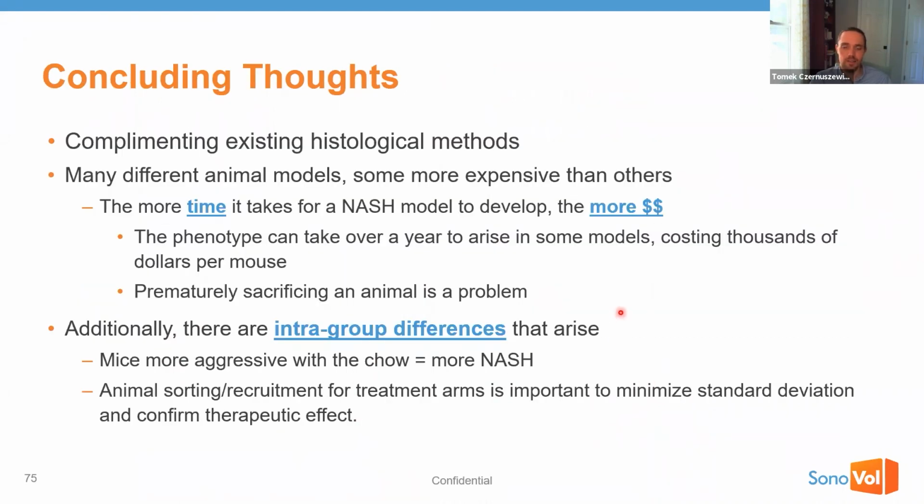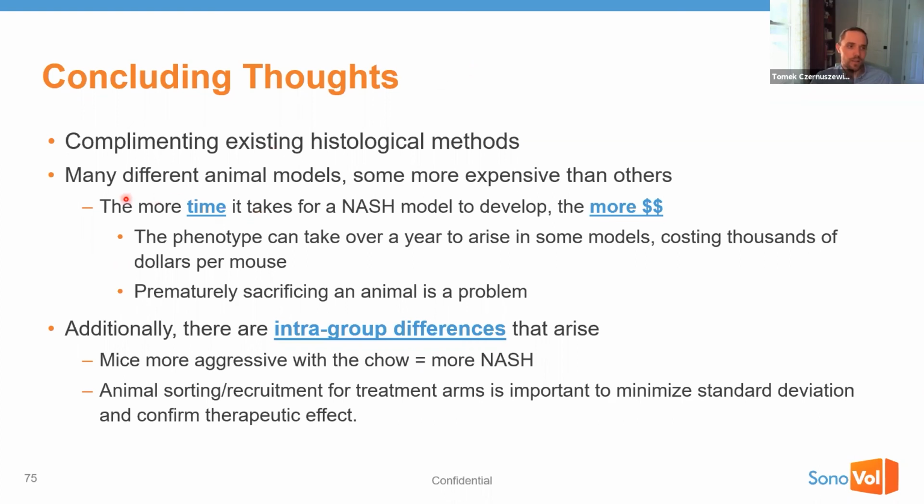So just some concluding thoughts here. We're getting to the end of our time. What we're trying to do here with our imaging technology is not replace histology. Histology will not go away in the preclinical world. It is the best method for seeing what's happening at the cellular level. But we think that our technology really can complement histological methods, specifically when it comes to timing endpoints and sorting and recruiting animals for various treatment arms in order to reduce error bars.